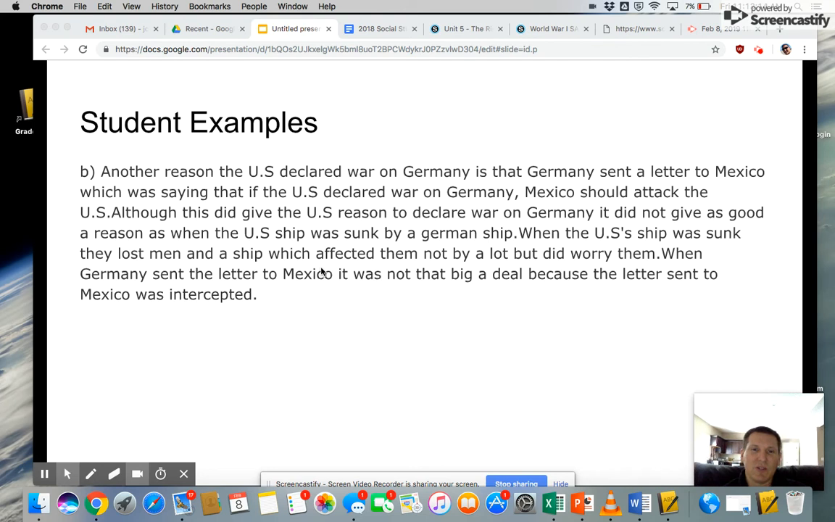This was the first one that actually tries to compare two of the reasons, and I like how they're trying to put that this is a secondary cause and not the primary cause. So I like how they're attempting to do that, and really do an okay job of that. I think the only thing they needed to put was, what's the telegram called? The Zimmermann telegram. That would help this answer. But other than that, it's a pretty good one.